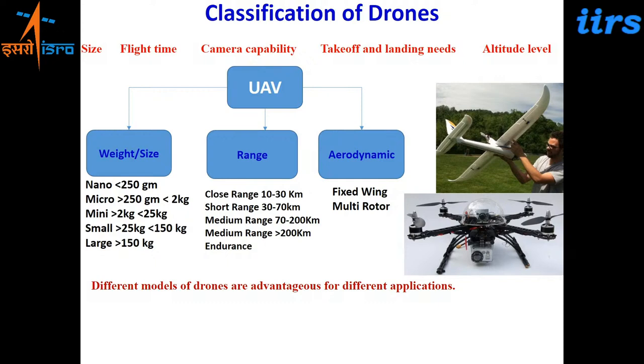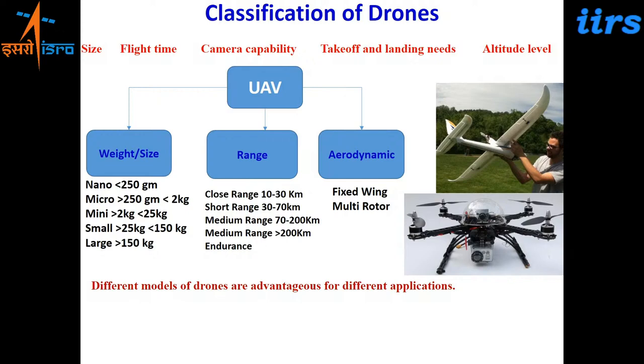As per the Directorate General of Civil Aviation, they have come up with 5 categories of drones depending on the weight. That is nano, micro, mini, small, and large. The nano category drone is basically less than 250 grams. That is the maximum takeoff weight. The weight of this drone along with the sensor and all will be 250 grams.